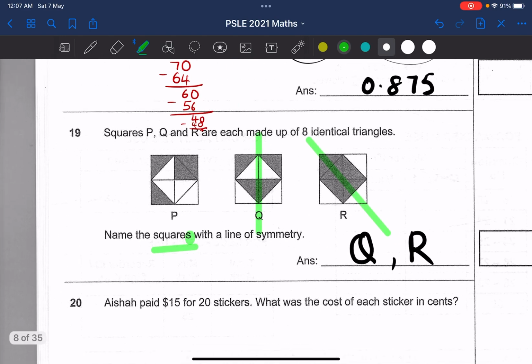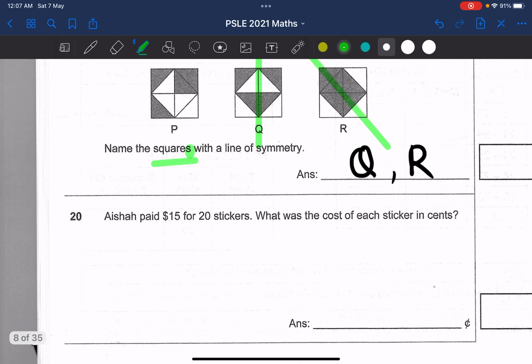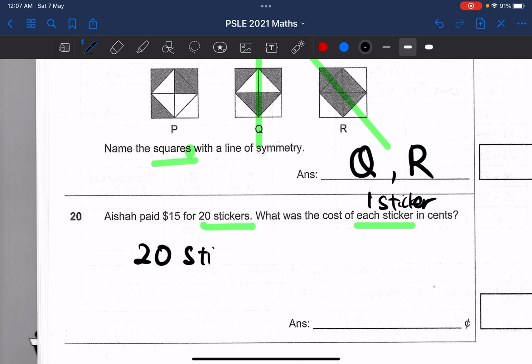Okay, now question 20. Aisha paid $15 for 20 stickers. You are given 20 stickers. You want to find 1 sticker. Alright, now straight away when you see this kind of thing, it should remind you of unitary method. You have 20 units. You want to find 1 unit. So let's write out in unitary method first. 20 units is $15. Alright, if you are unsure whether you need to put an equal sign or you need to put an arrow, then just leave it as an arrow, which is the safest.